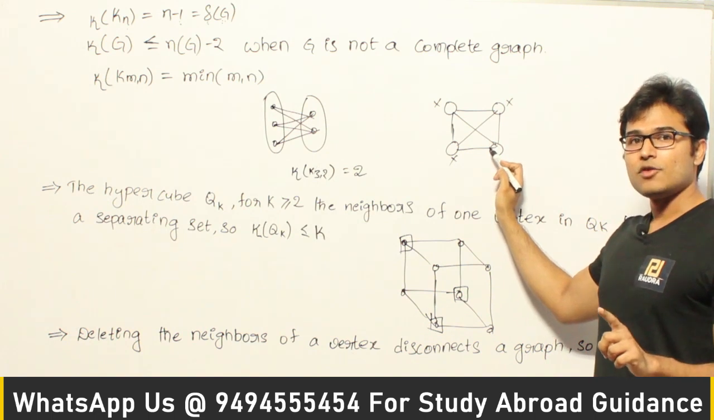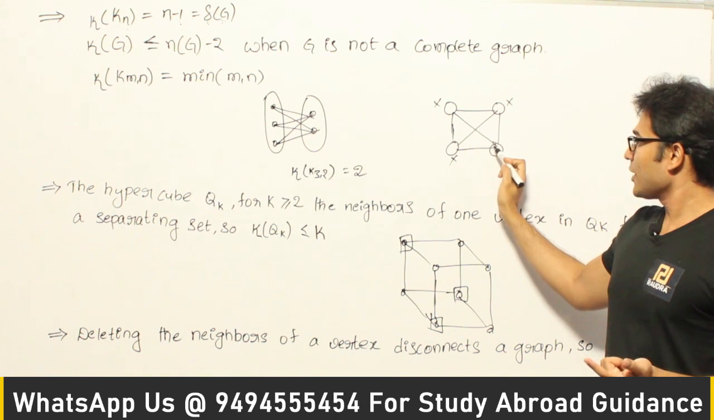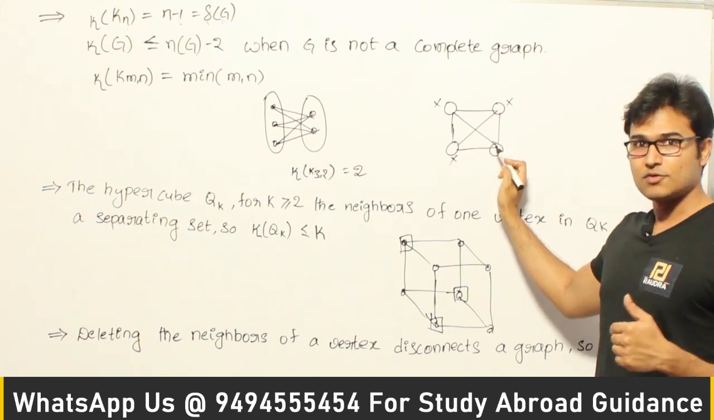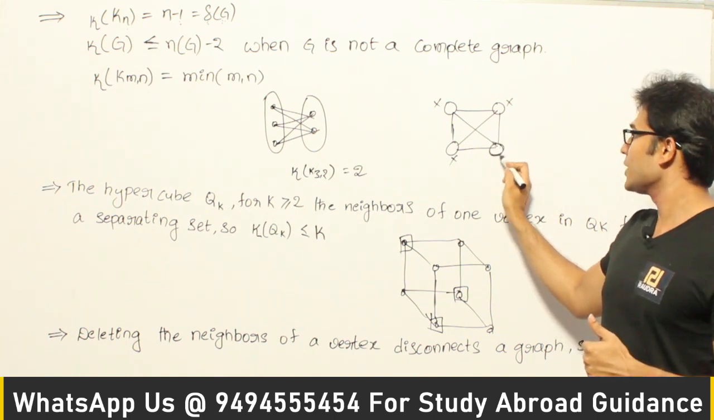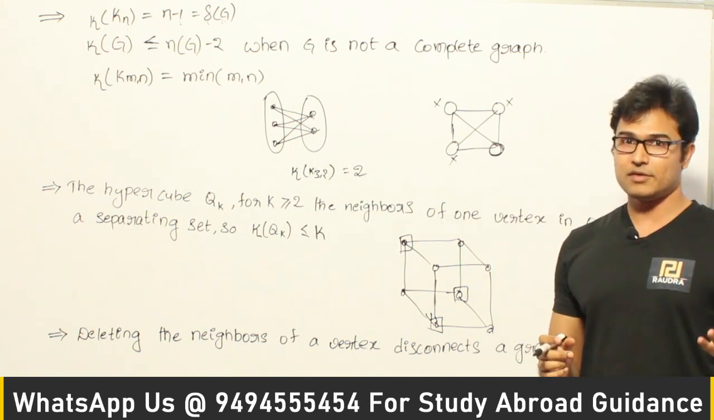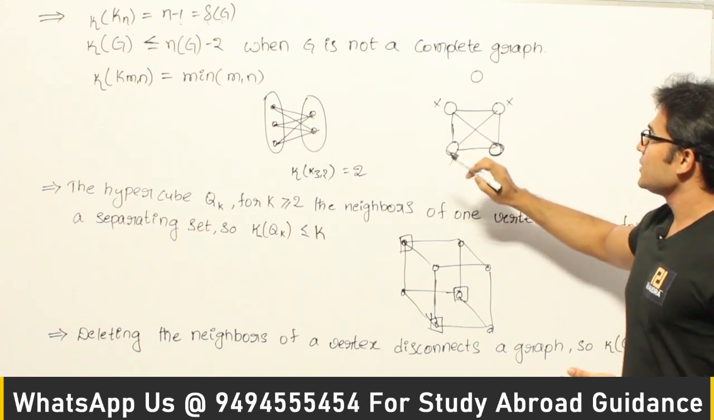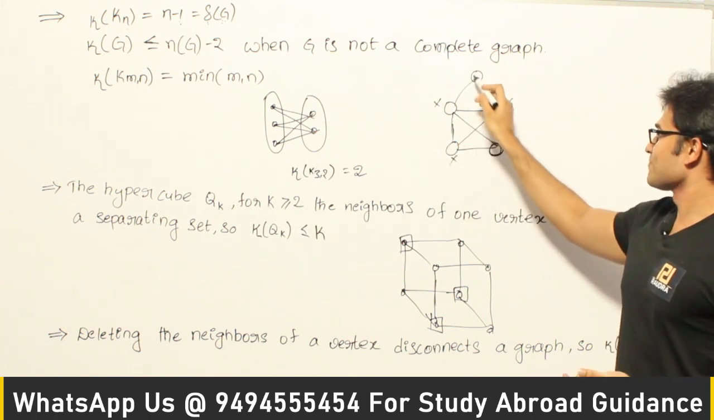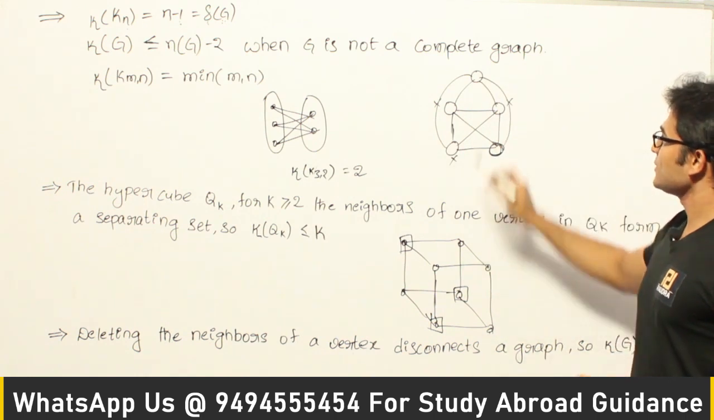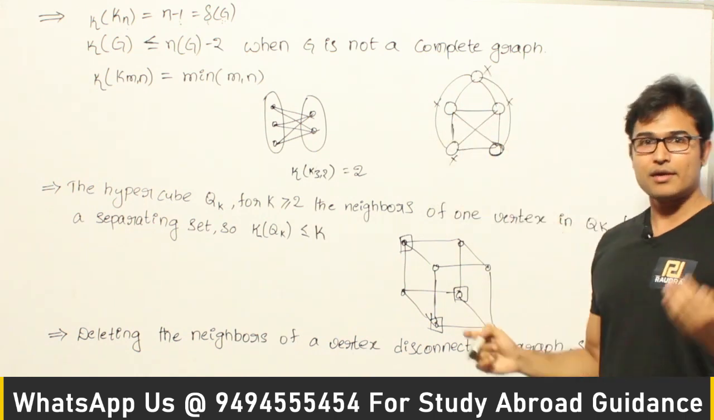If I delete this vertex, what will remain is a single isolated vertex, and this is the only way we could get the disconnection. According to the definition of connectedness, this is the only way we can say that the graph is disconnected, right? So now let's take K5. If we delete one vertex from K5, I will get K4, and again the process remains the same.